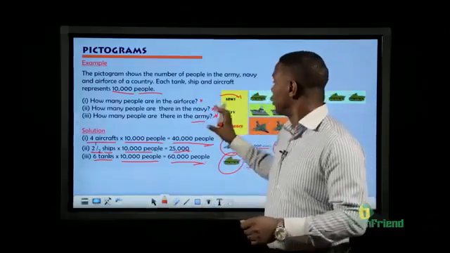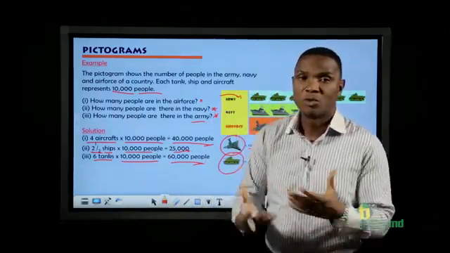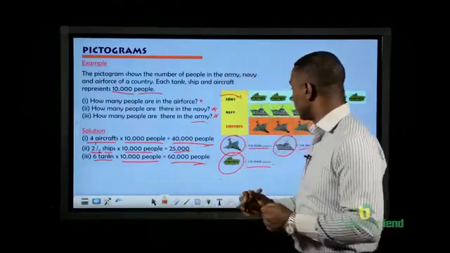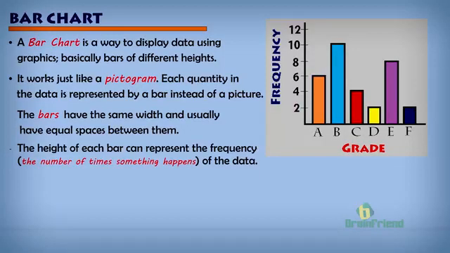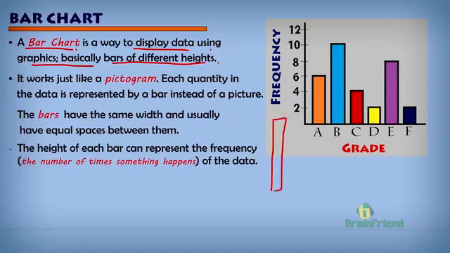So we see that the pictograph is very useful when it comes to presenting information or data. Now, another means by which we can represent data clearly is the bar chart. So what exactly is a bar chart? The bar chart is a way to display data using graphics, which is basically bars of different heights. Now, the bars we mean are simply vertical rectangular boxes that may or may not be colored or shaded in order to differentiate them.